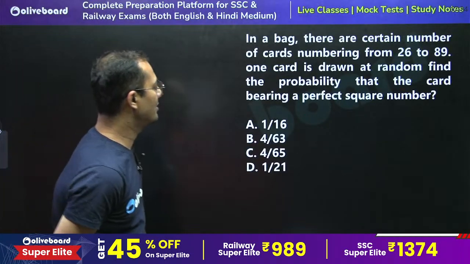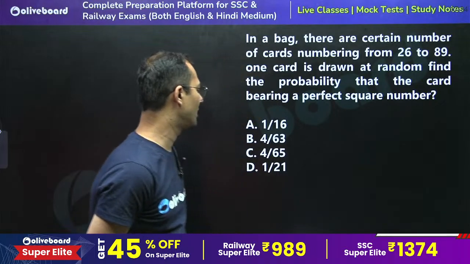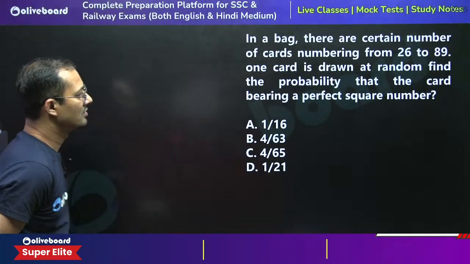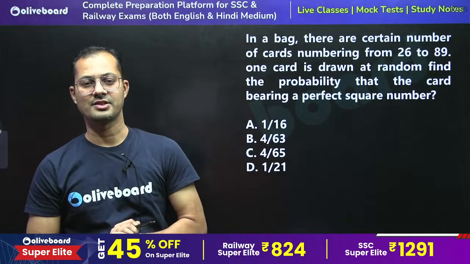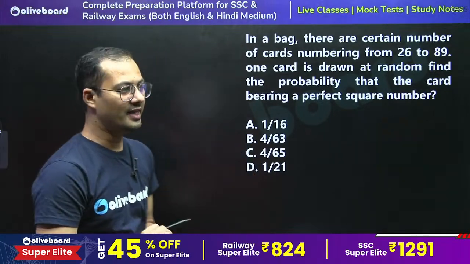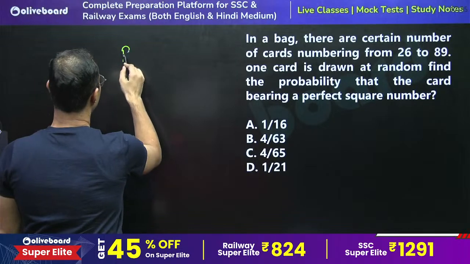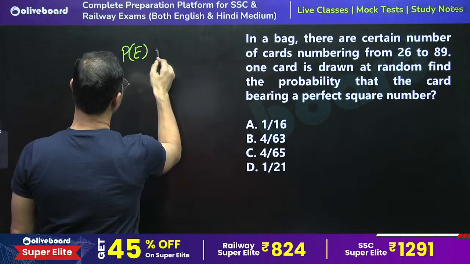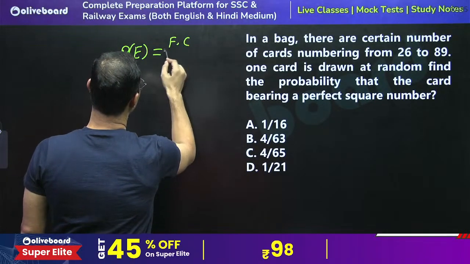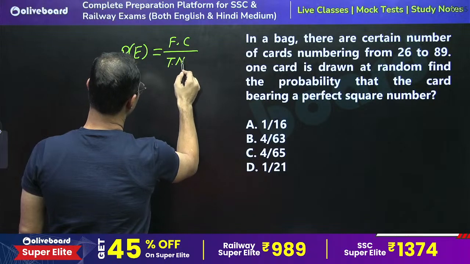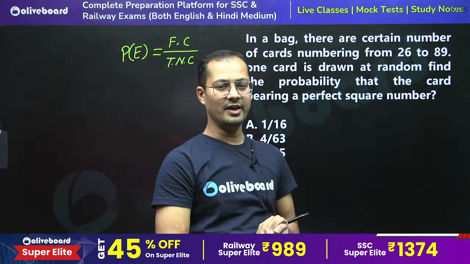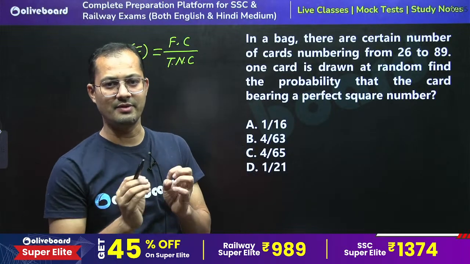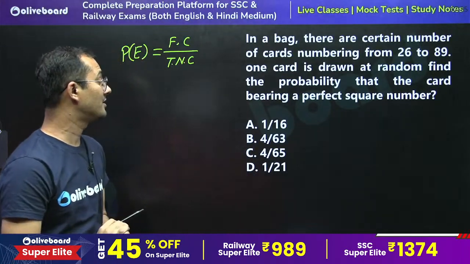So moving forward, now tell me what is the answer of this question. First of all, this question belongs to the probability section, right? Probability of any event is given by favorable cases divided by total number of cases, right?